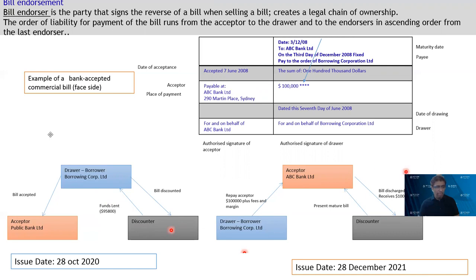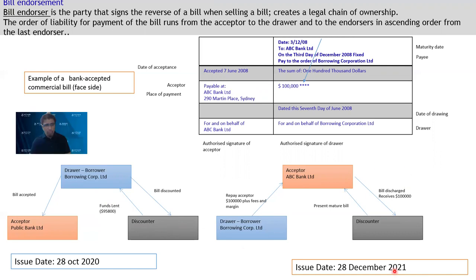Now, what would happen on the 28th of October 2021? The normal practice is that the discounter will provide the bill to the bank. The bank will take from the borrower and pay the discounter, which means the discounter will go to the bank, and the bank will pay him the 100,000, and of course they will receive the 100,000 from the borrower. This is the whole thing. Now we are talking about 100,000. It could be 100 million.